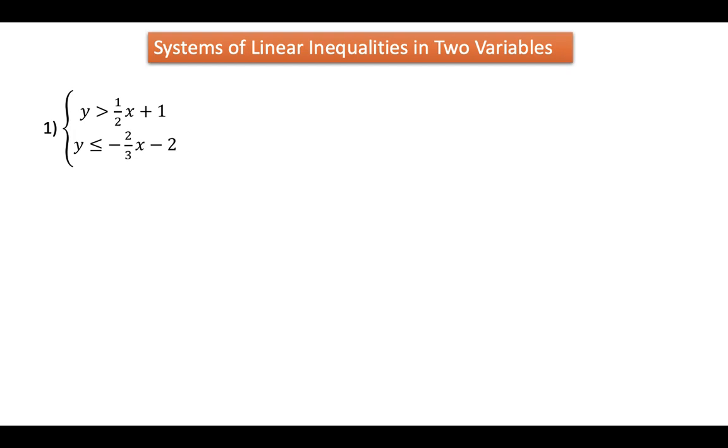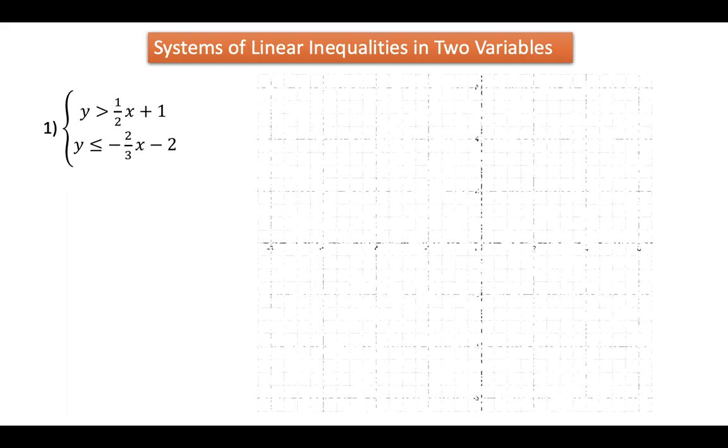Systems of linear inequalities in two variables. Y is more than 1/2 x plus 1, and y is less than or equal to negative 2/3 x minus 2. Since our given inequalities are in the form y equals mx plus b, we can now go ahead and graph this one.